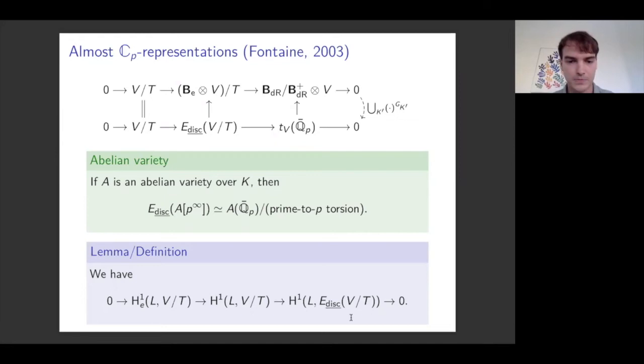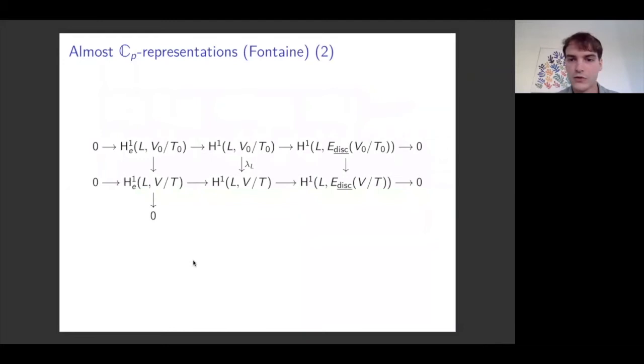But of course, it's clear from the description I just made that we can do the same thing for V0, this subrepresentation, and everything is functorial in this representation. So we can do that. And joining this using functoriality and this last exact sequence, we actually get the diagram one that we were looking for, the generalized diagram for abelian variety. Okay? So that was given for free by Fontaine.